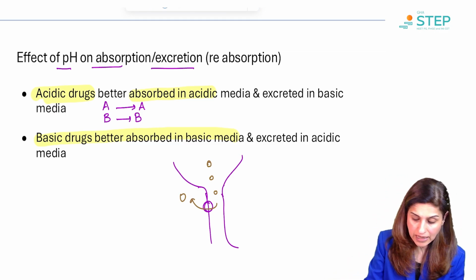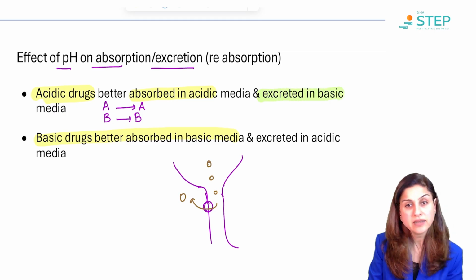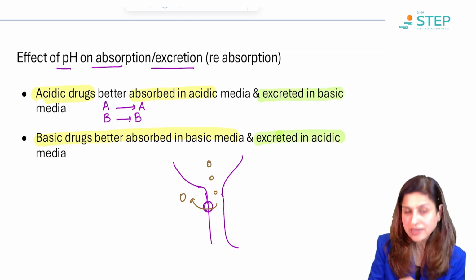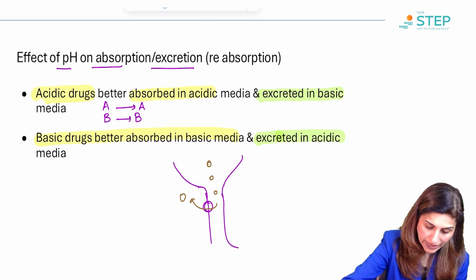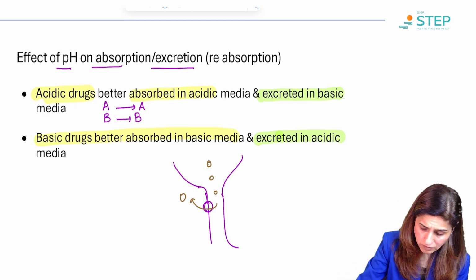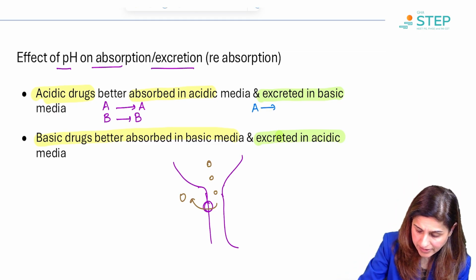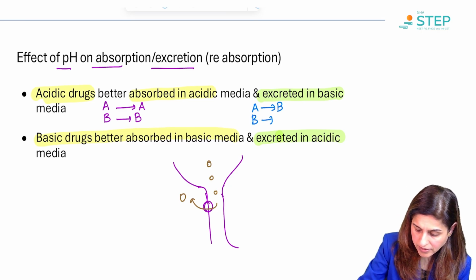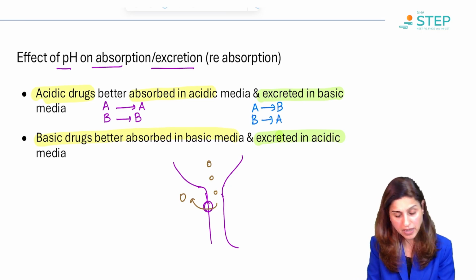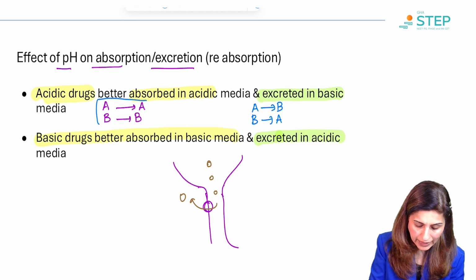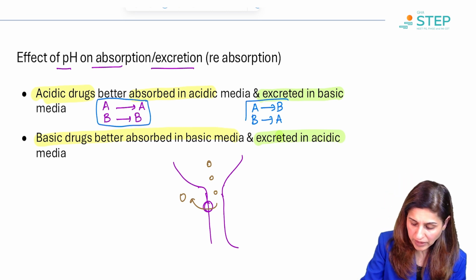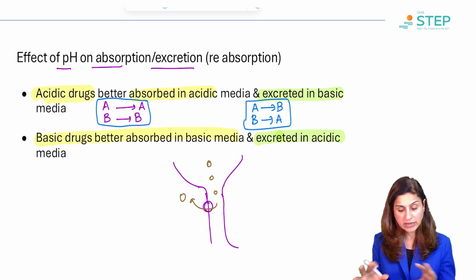Acidic drugs are excreted in the basic media, while the basic drugs are excreted in the acidic media. Alright, so here acidic drugs are excreted in the basic media, basic drugs are excreted in the acidic media. So this is the rule. A, B, B is for absorption. For excretion, it should be A, B, B, A. So you want to increase this.